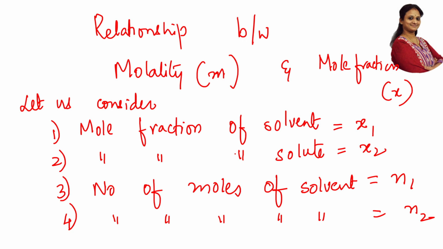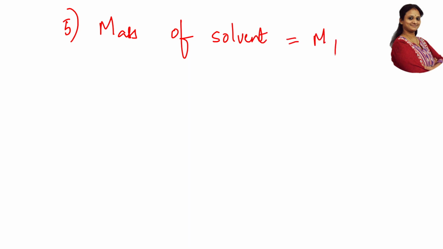There is one more important thing which you should have. The fifth one is mass of solvent. What am I denoting mass of solvent by? Capital M1, and mass. That's all. Simple. Now what is our task? I have to show the relationship between molality and mole fraction.